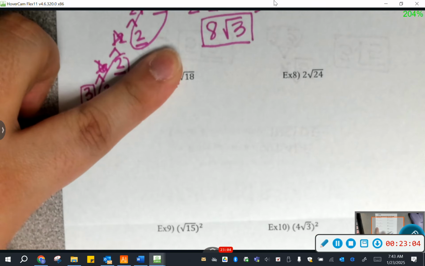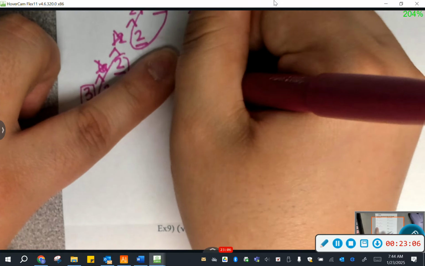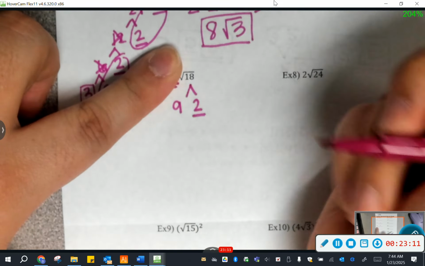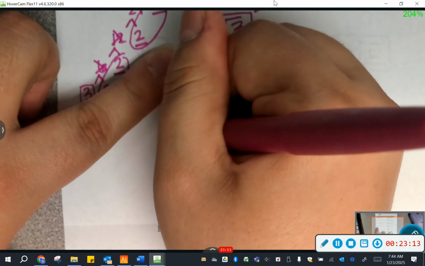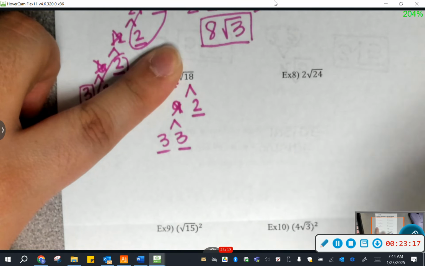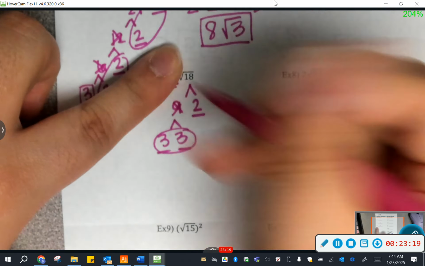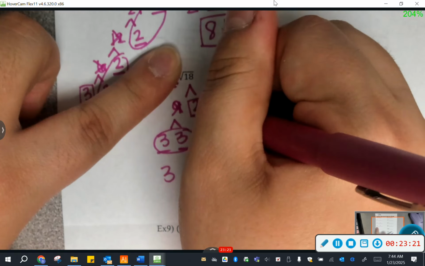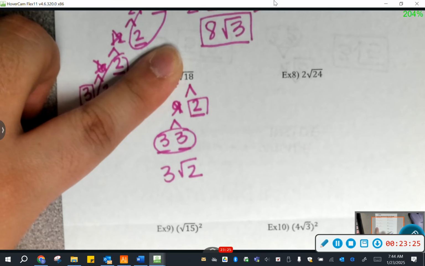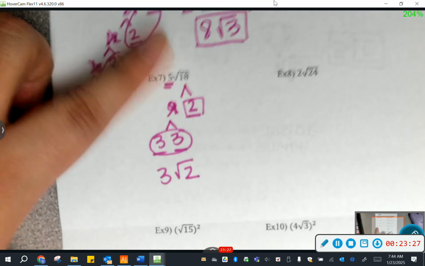How do I deal with 18? 9 times 2. What is 9? 3 and 3. Pairs go on the outside. Lonely one goes inside. Normally we would be done. Do you agree? But what's different?